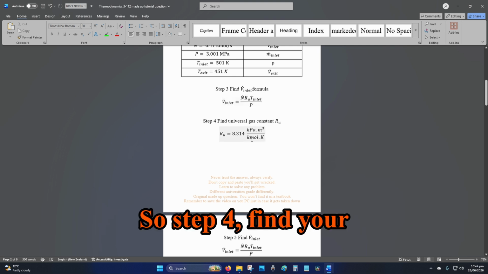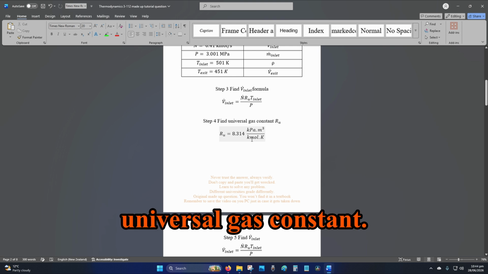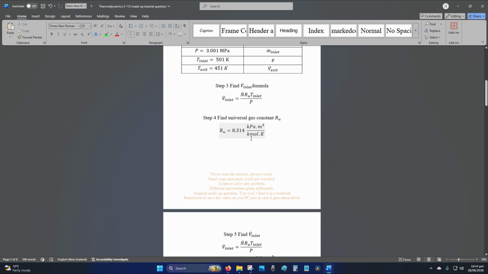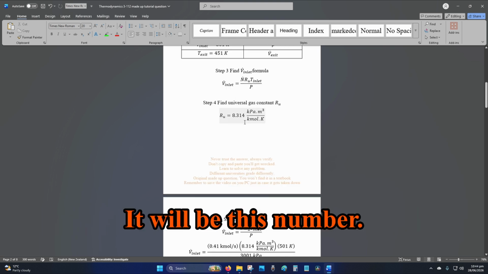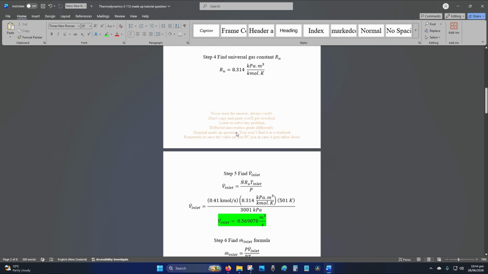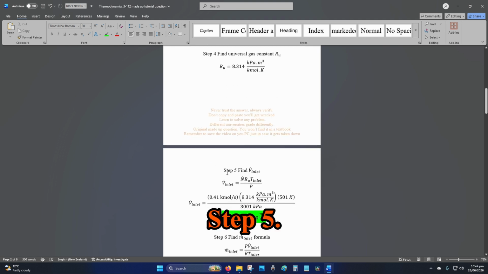So step 4, find your universal gas constant. You can Google search this, or you can find it at the back of your textbook. It will be this number.